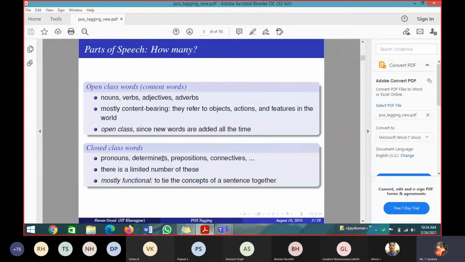So what we have learned is open class words and closed class words. Some POS categories are used for open class words, and some POS categories come under closed class words. Determiner is a POS category which comes under which class? Closed class words. Preposition comes under which class? Closed class words.